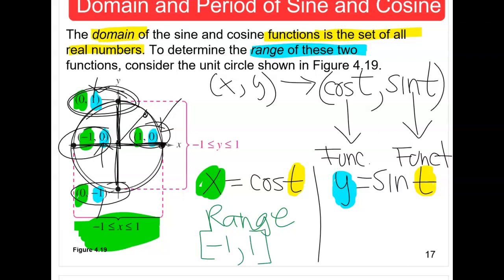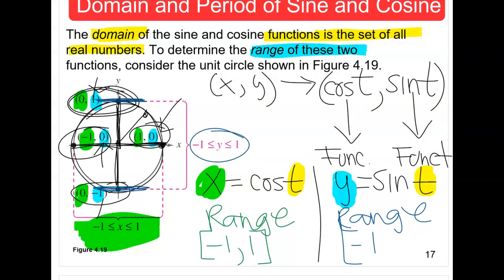And for the sine function, the range is going to be the same. If you see, the minimum point happens here at -1, and the maximum point happens here, the maximum y value is at +1. And so this is going to be extremely important when we graph our sine and cosine functions on section 4.5.